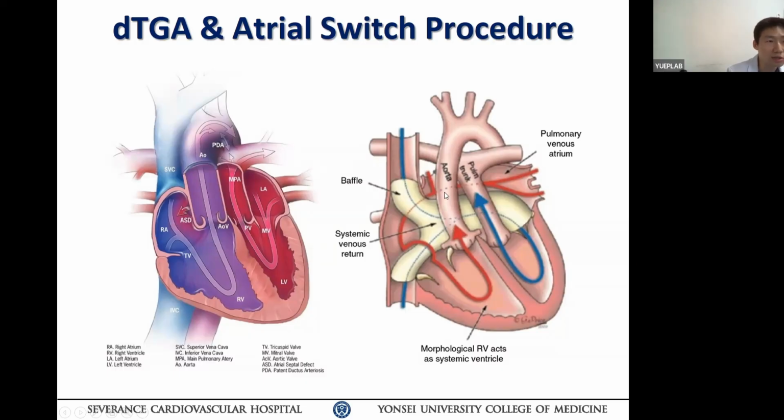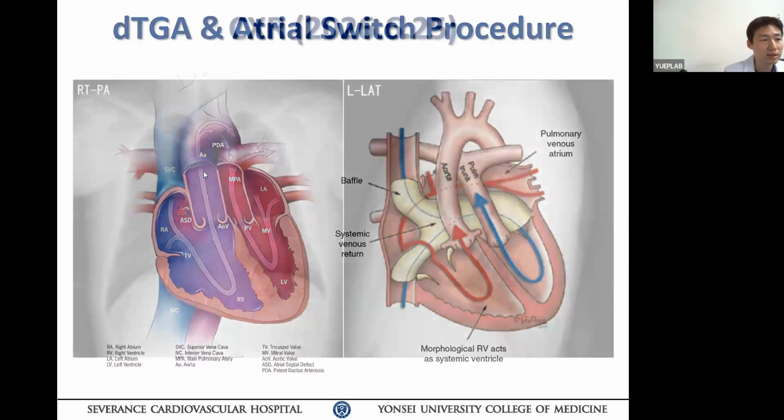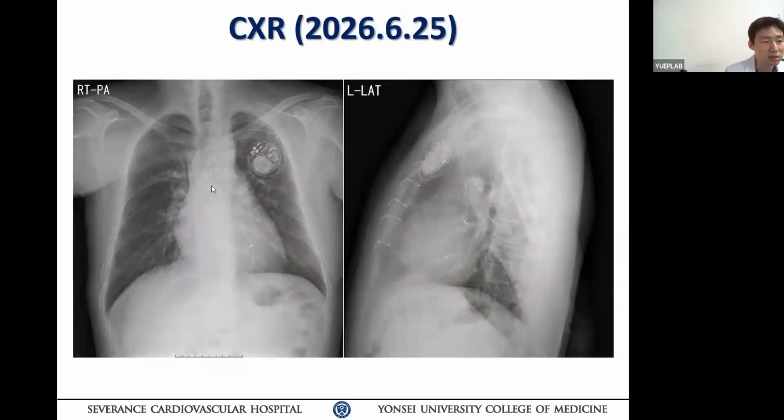So we do the atrial switch procedure, and the Mustard operation is one kind of atrial switch procedure. We make another route from the RA to the LV, so the LV becomes the morphologic LV and functions as the pulmonary ventricle, and the morphologic RV functions as the systemic RV. The RV flow goes to the aorta. He also showed complete AV block, so we did a pacemaker implantation for this patient.